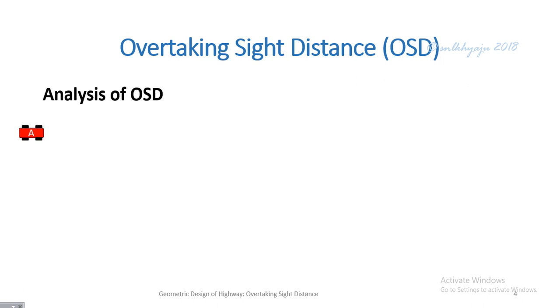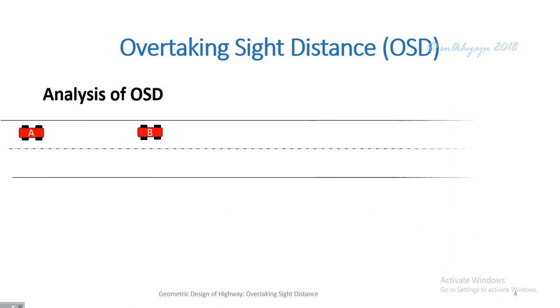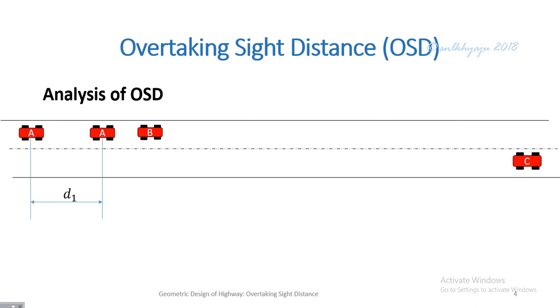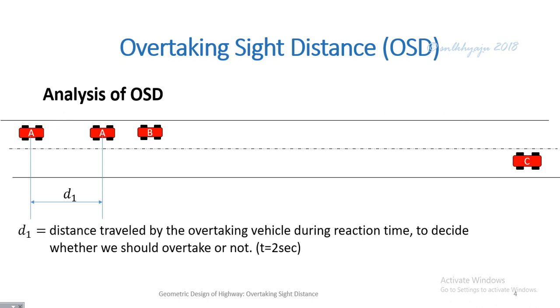Analysis of overtaking sight distance. Before overtaking, the fast moving vehicle follows the slow moving vehicle to decide whether to overtake or not. That is, d1 is the distance traveled by the overtaking vehicle during reaction time t to decide whether we should overtake or not.